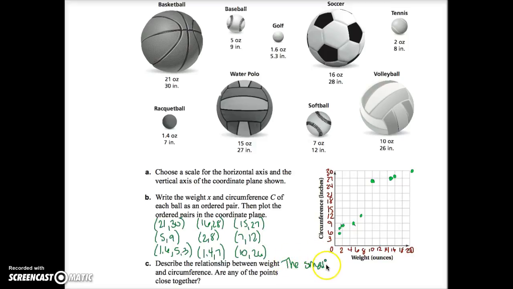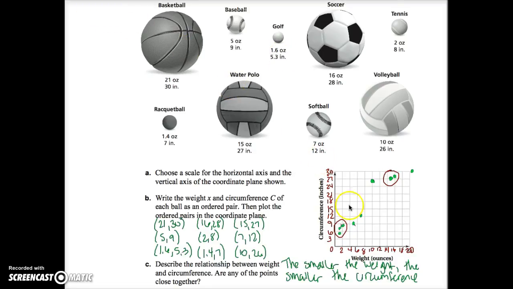The smaller the weight, the smaller the circumference. And then it says, are any of the points close together? So up on my graph, I'm just going to kind of circle where these little clusters are. Okay, there's a cluster of points right down here, cluster of points really right there. Okay, we'll look more into clusters a little bit later, but that's where the points are kind of grouped together.